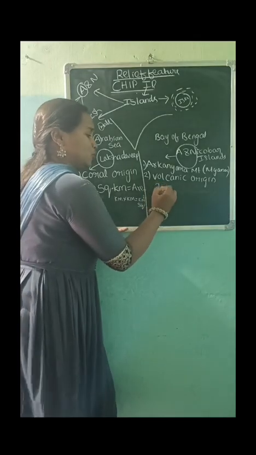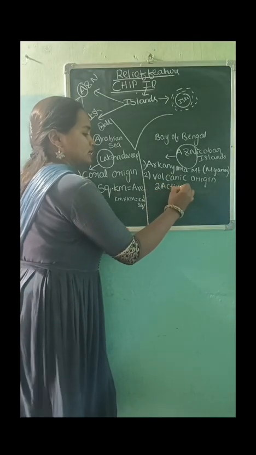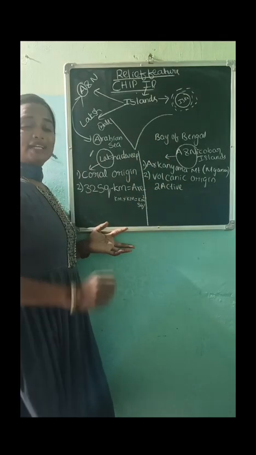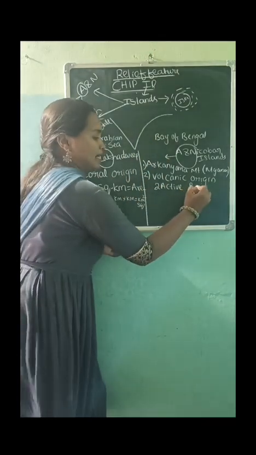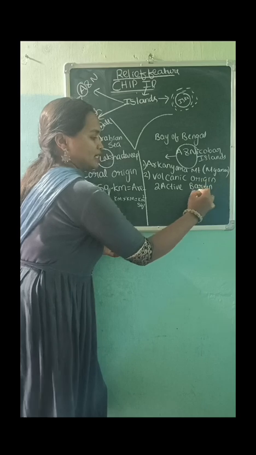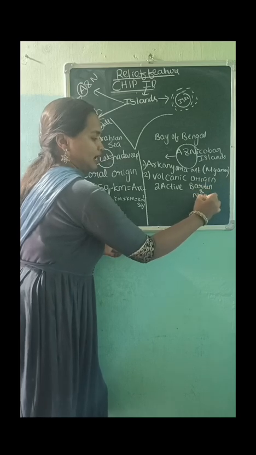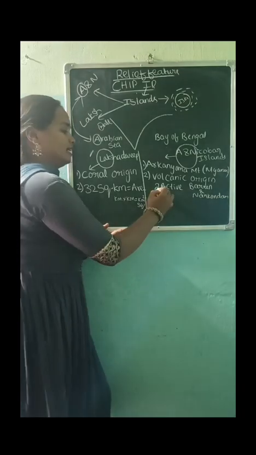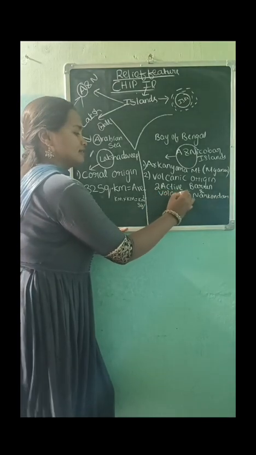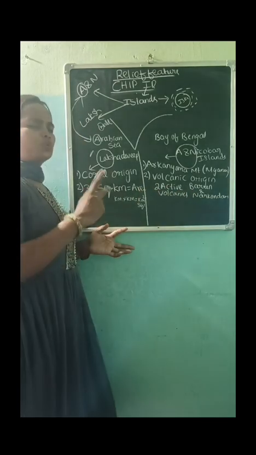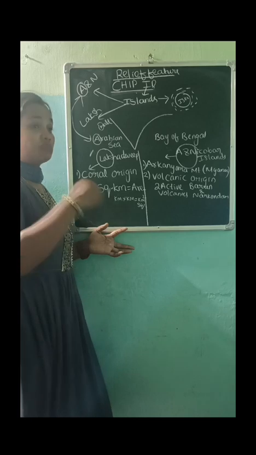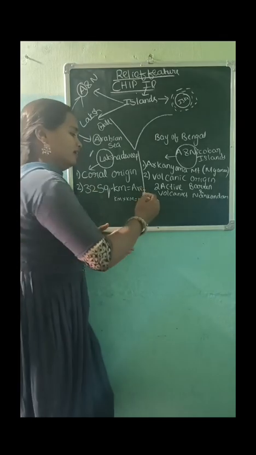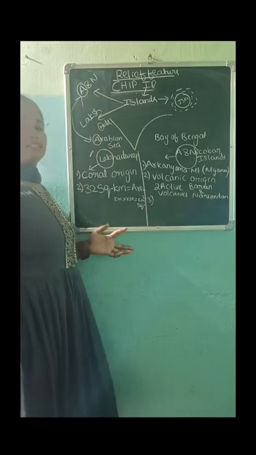Volcanoes. There are 2 active volcanoes in entire India which are located in Andaman and Nicobar. What are the 2 active volcanoes, do you know? Barren and Narcondam Islands. Barren and Narcondam Islands are the 2 active volcanic islands. Okay, these are the only 2 active volcanoes, which may erupt at any time in future.